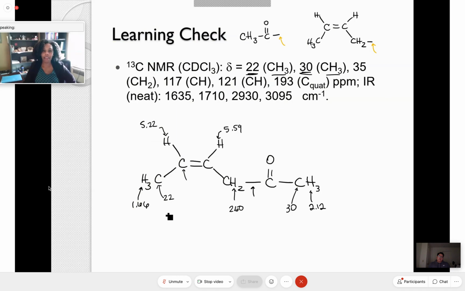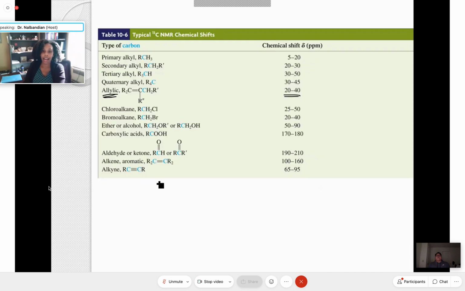Then we have our CH2. That's easy, 35 CH2. We only have 1 CH2 here, so 35. Then we have our quaternary carbon. What is quaternary carbon? It means carbon with no hydrogen, so 193. And if we look at the sheet here, aldehyde ketone, 190 to 210. So 193, that fits in the range.